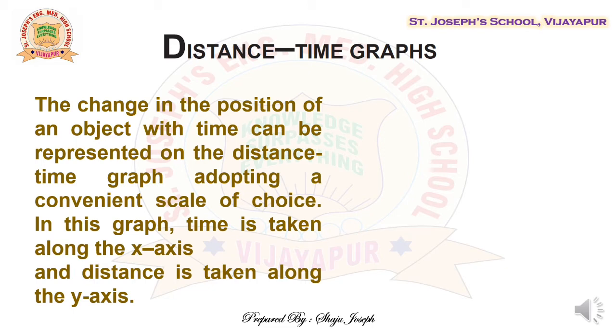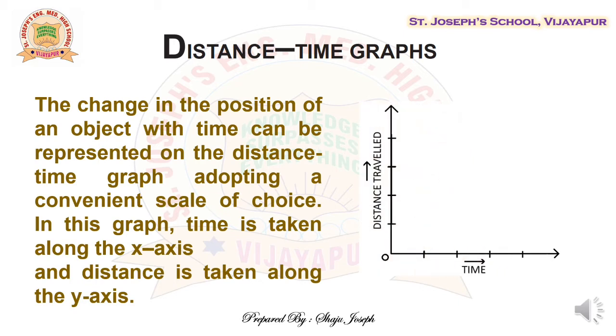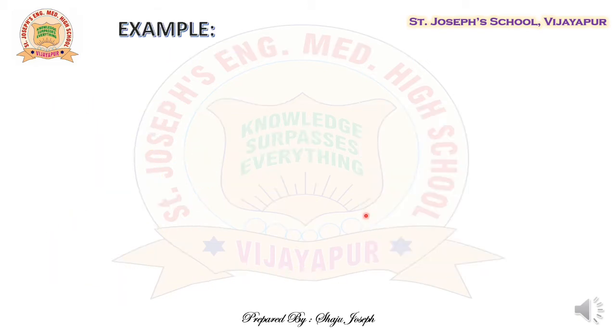It also helps us to take a convenient scale of choice. For example, as I told earlier, if it is required in centimeters, we will draw it in centimeters. If you want it in meters, you can take it in meters. See, along the y-axis, I have taken distance traveled here, but I have not mentioned the units. But when you draw a graph, you need to mention the units of your own choice, whichever is convenient for you, depending upon the situation. And on the x-axis, you always have the time.